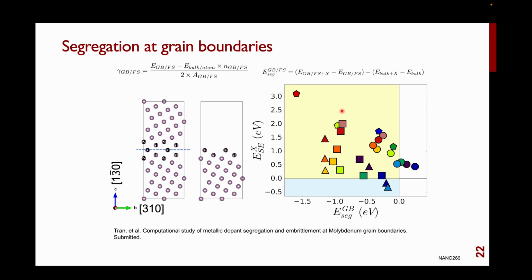This is actually work that was done by my group previously. Again, this is the same concept. We were looking at molybdenum, not iron, and we are also looking at metallic dopant segregation to the grain boundaries because, again, certain types of elements segregating to the grain boundary can significantly reduce the work of separation, and that results in embrittlement of molybdenum.